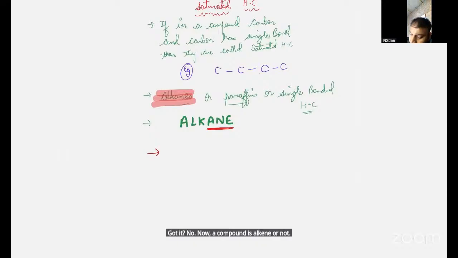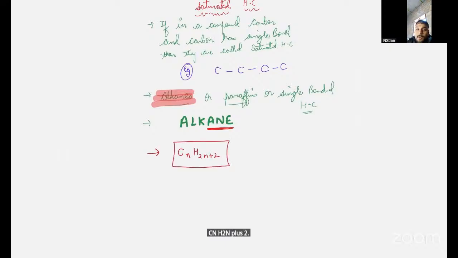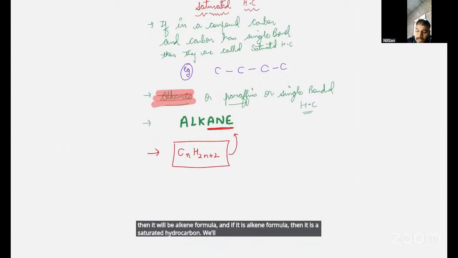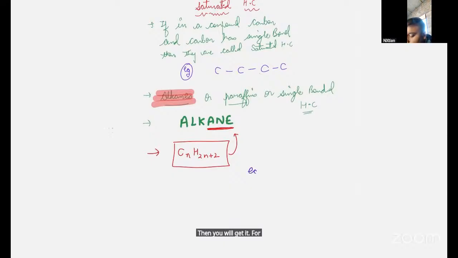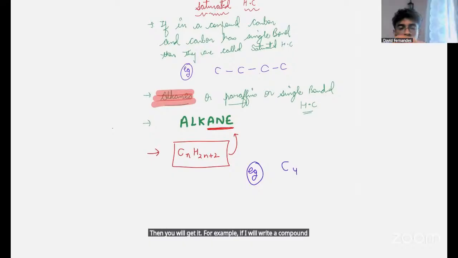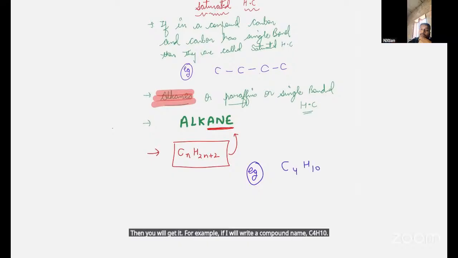Now, whether a compound is an alkane or not, there is a formula for that. It is CnH2n+2. If a formula is in this form, then it will be an alkane formula, and if it is an alkane formula, then it is a saturated hydrocarbon. We'll take one example. For example, C4H10. Now n is basically 4.